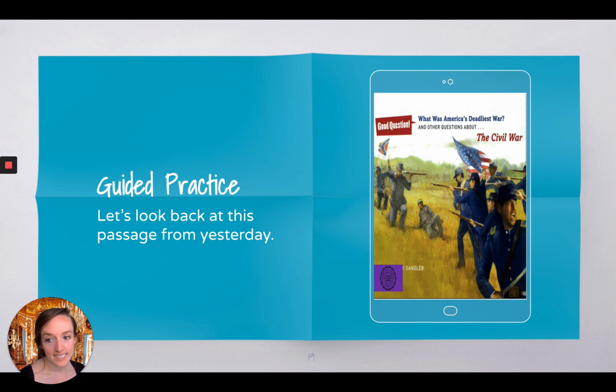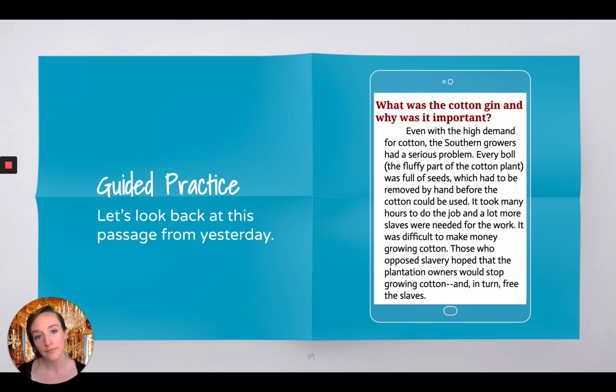For guided practice today, we are looking back at the same text as yesterday, the exact same passage even. So again, it's from What Was America's Deadliest War and other questions about the Civil War. I'll read it through again quickly.